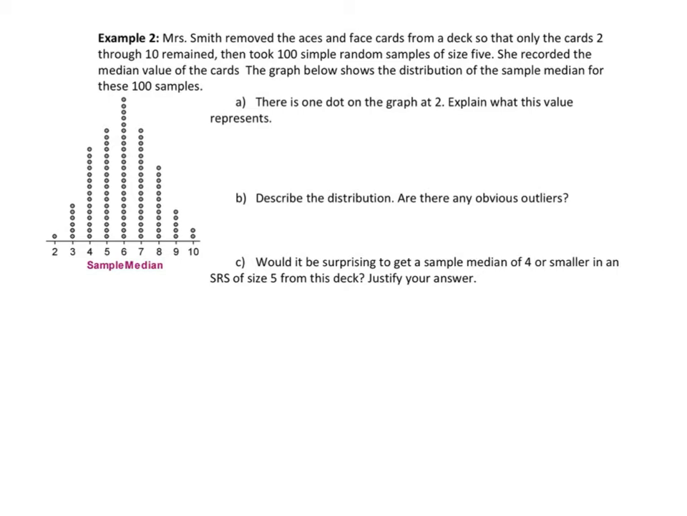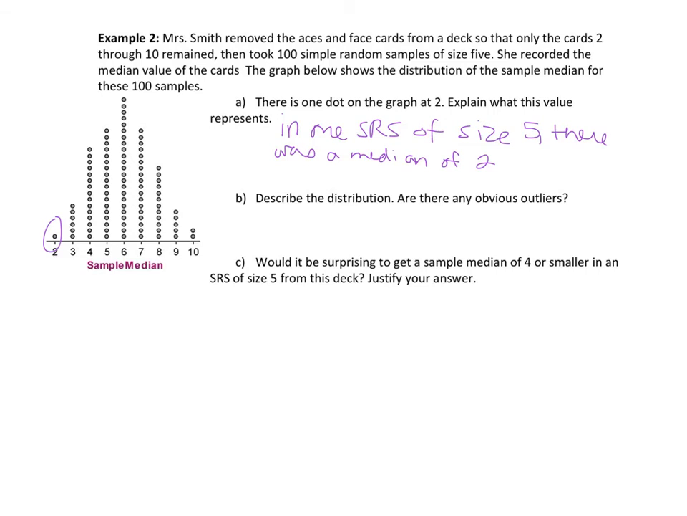Okay, so for part A, we have 1 dot on the graph at 2. That's this one right here. And they ask you to explain what that value represents. Pretty much all it is going to be that out of the 100 samples that she took, one of the samples had a median of 2. So please don't overthink that question. It's supposed to be pretty straightforward. The biggest issue with students on this type of question is that they try to make it more complicated than it is.